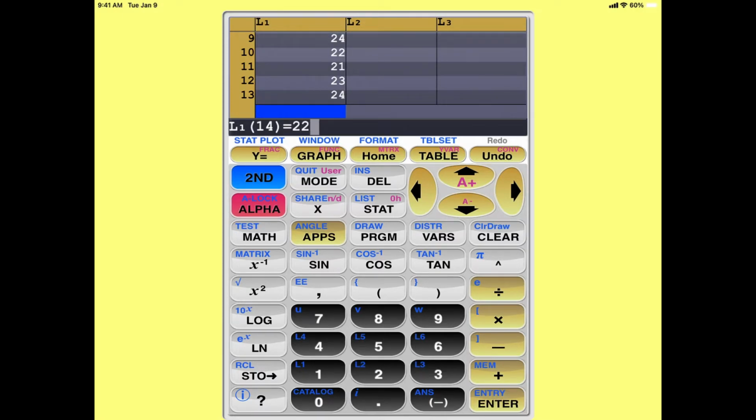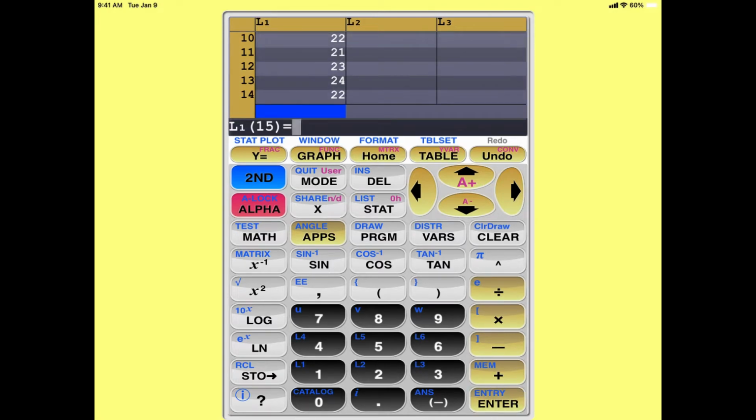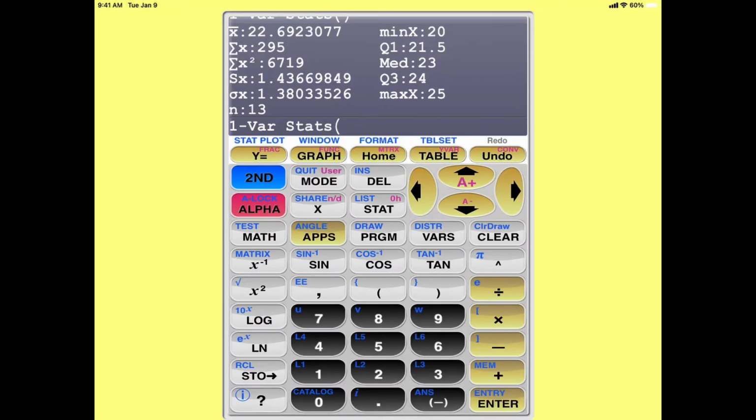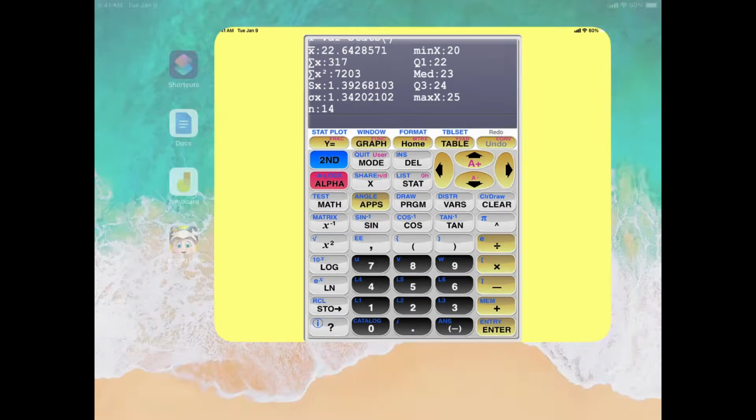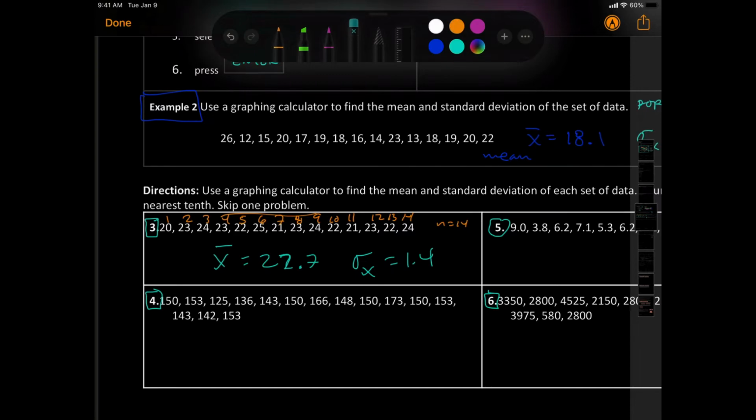Okay, so this is what you can do. Order does not matter. Stat, calc, 1 bar stats. And there you can see now I have n equals 14, and I should have 22.6 and 1.3. Let's change that. So a good way of double checking your numbers. Let's do that on the next one. 1, 2, 3, 4, 5, 6, 7, 8, 9, 10, 11, 12, 13, 14, 15 numbers.